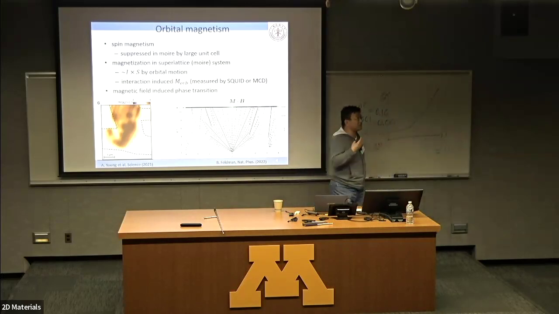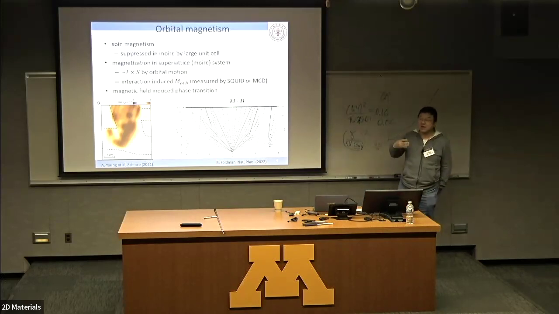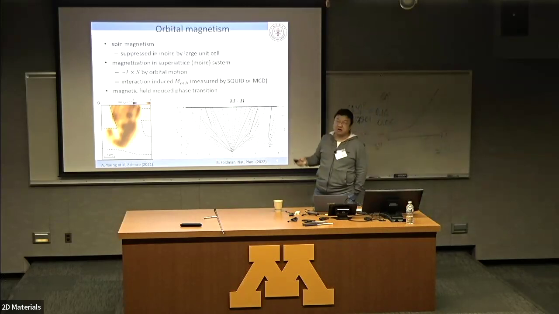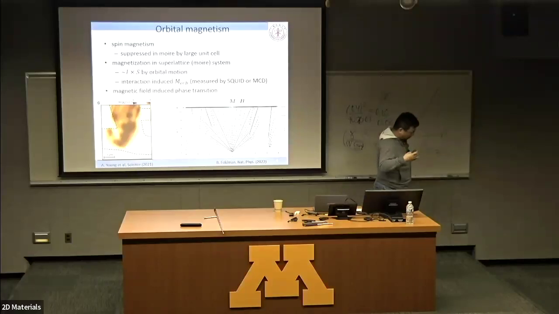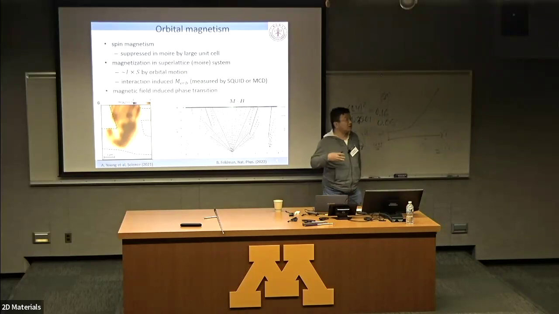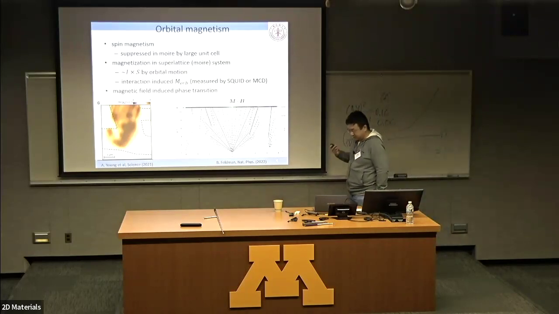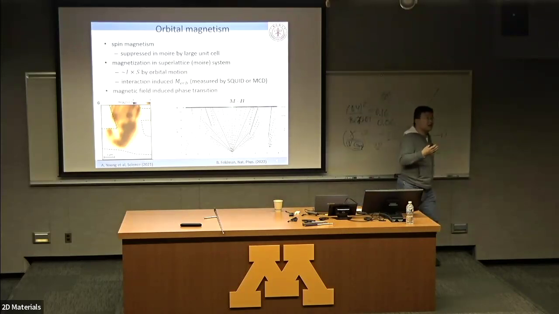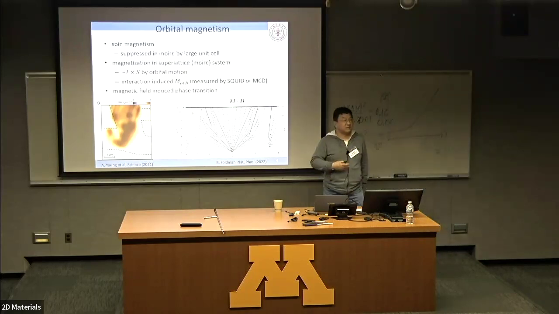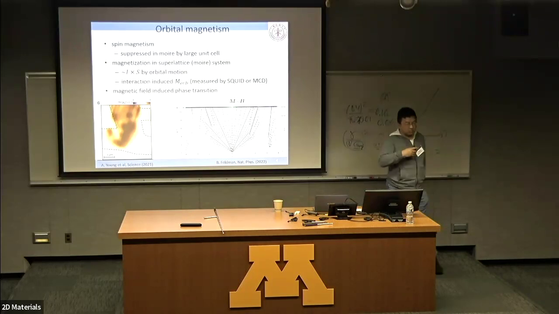So basically this means that spin magnetism in these materials is suppressed by the large size of the moiré unit cells. If you look at a different contribution, orbital magnetization, naively, just from classical physics, we know that it can be written as I times S, where I is the current and S is the area of the electron's circular motion.